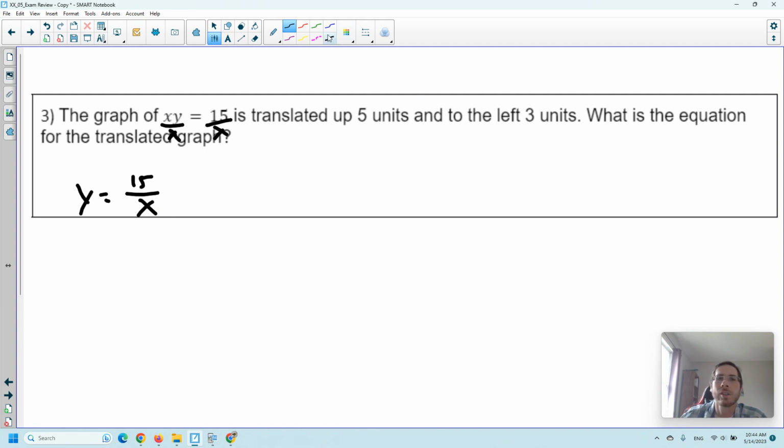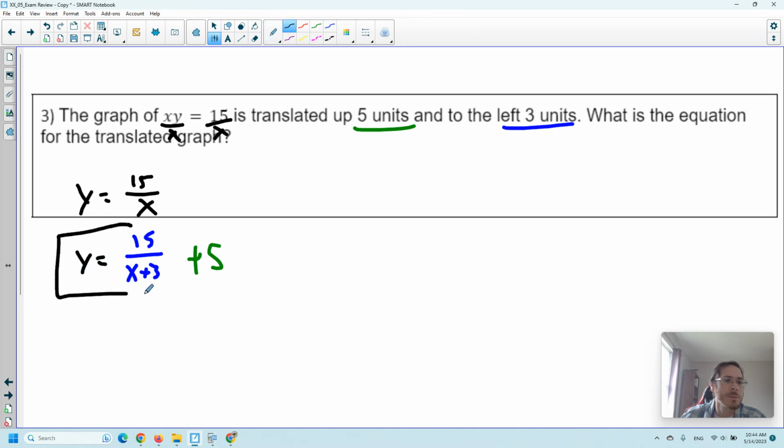So for the translations, here we have 5 up. So I'm going to do plus 5 on the end. We'll just put a plus 5 on the end. I got to go left 3. So instead of having x, I'm going to have x plus 3. And that's actually it. And that's my final answer. So it's just a translation question.